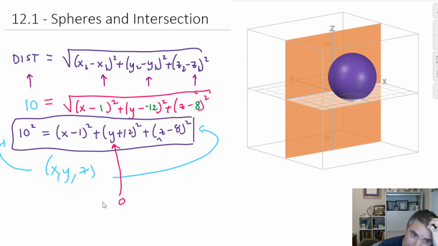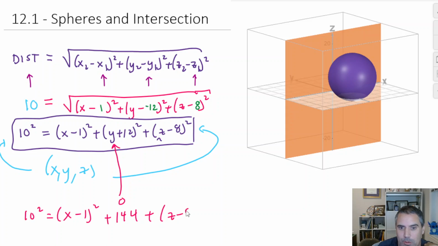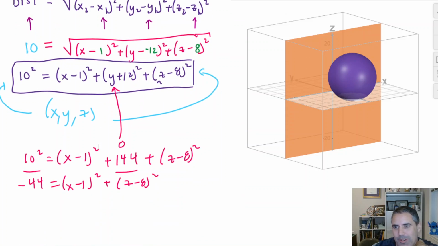This is why you have to just not blindly do things. You have to analyze a little bit. What can you say here? Well, if I plug in 0, I'm going to get 12 squared, which is 144. And that's when I start to get worried. This is 144. This is 100. If I move it to the other side, I get negative 44. That's not a very interesting circle because it's impossible to get numbers that make that work. So we would say there is no intersection.